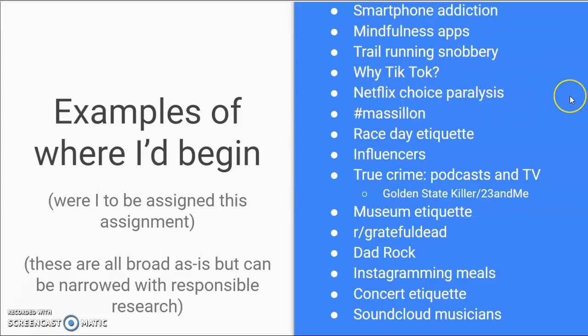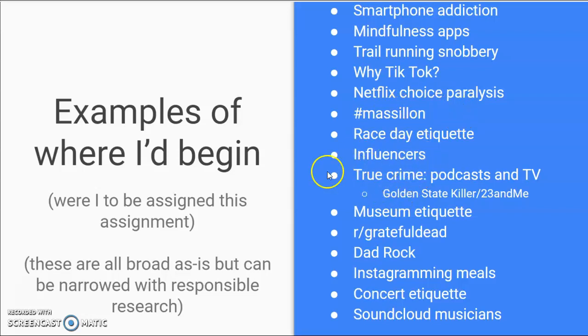If you ever had Netflix choice paralysis, where you open up Netflix or Hulu or whatever, and you scroll through all the options, and by the time 20 minutes has passed, you haven't watched anything when you could have watched an episode of The Office or Friends or whatever. So that's something that's interesting to me, I think, and I think I could research that.